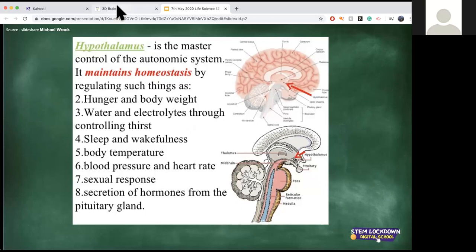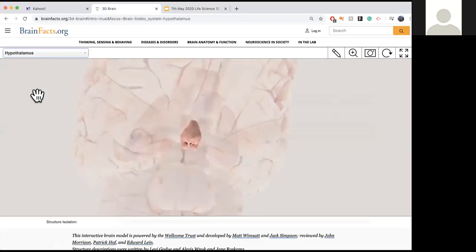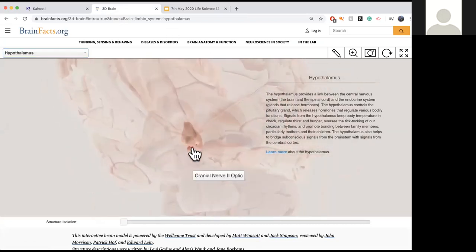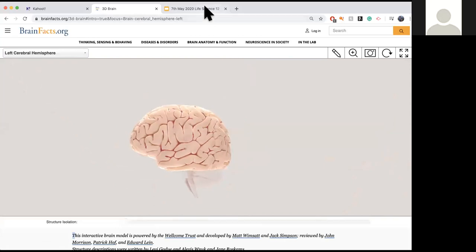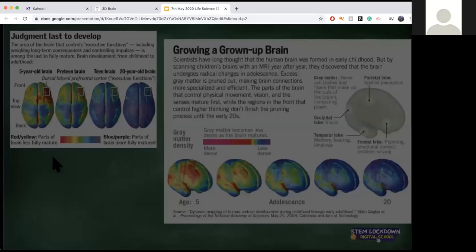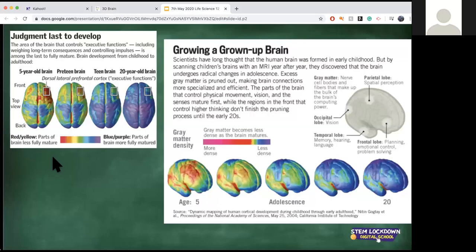And your hypothalamus, if we go here, is right in the middle of your brain. There we go. Now, this was that interesting page I told you about. This is just to show you how human brains develop throughout the years. So this is a 5-year-old, this is an adolescent, so 14, 15, 16, and this is a 20-year-old's brain.